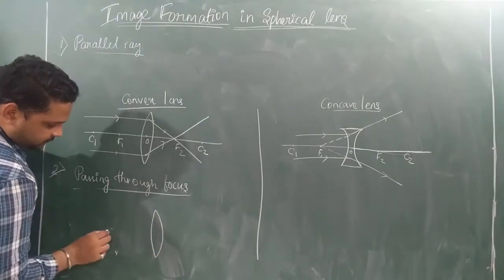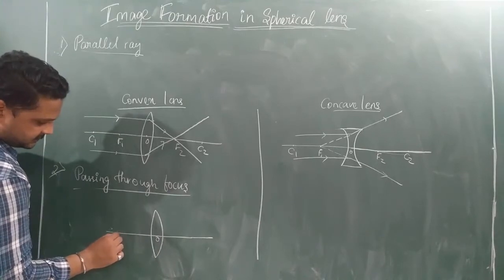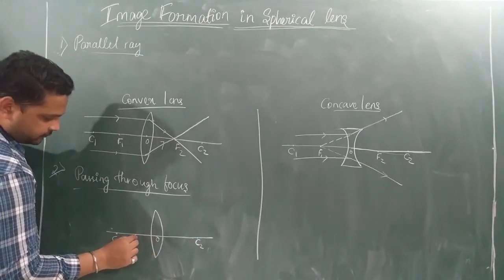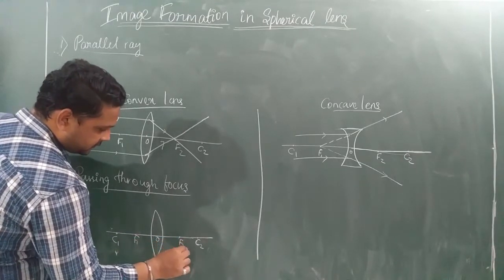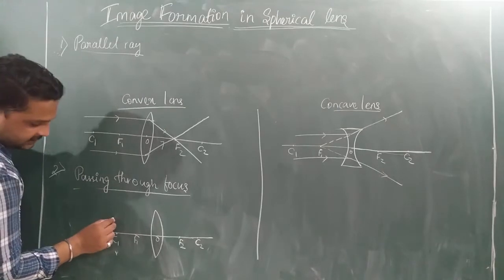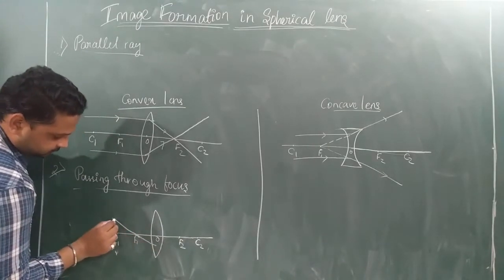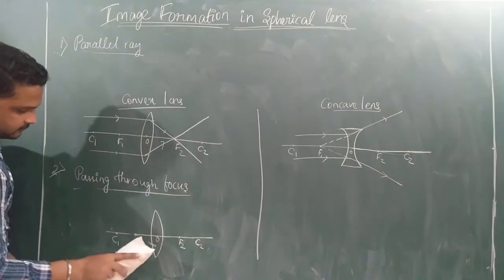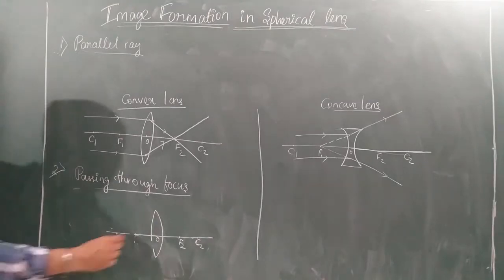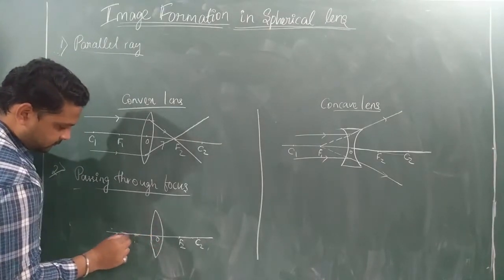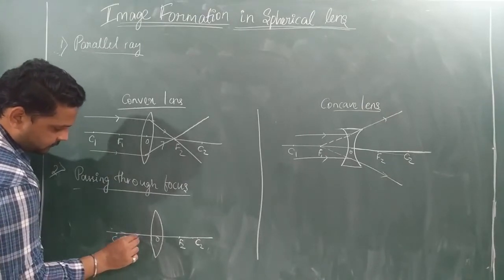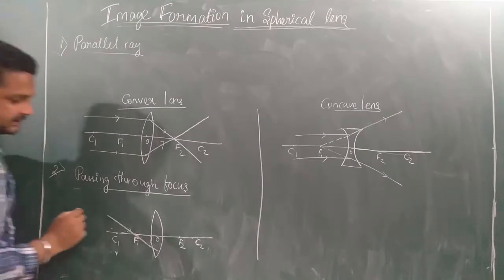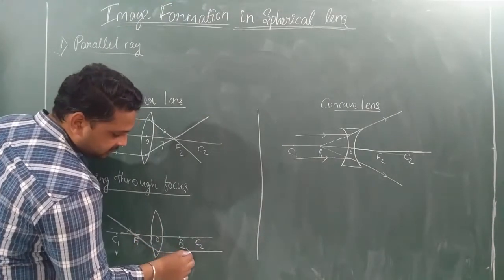The same. Optical center, C1, C2, F1, F2. Okay. When the incident ray is passing through focus, that is, in this case, when the incident ray is passing through F1. Okay, in this case what will happen? The emergent ray will move parallel to the principal axis.